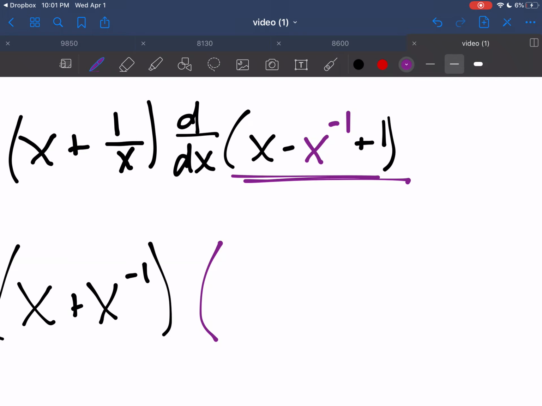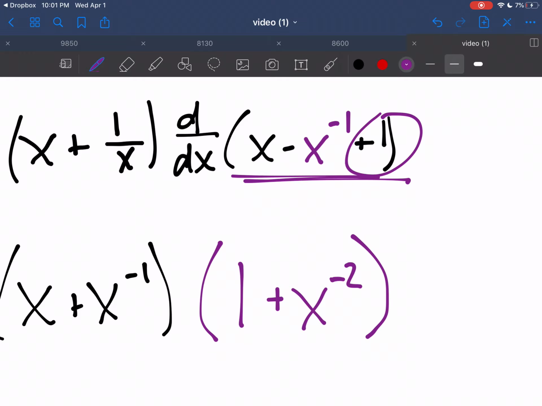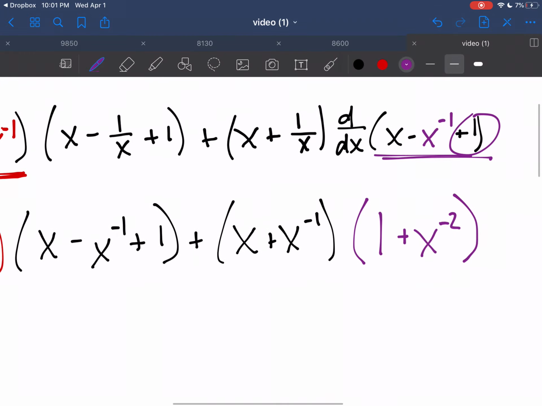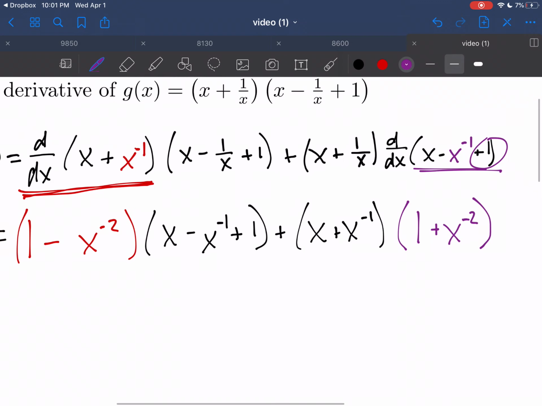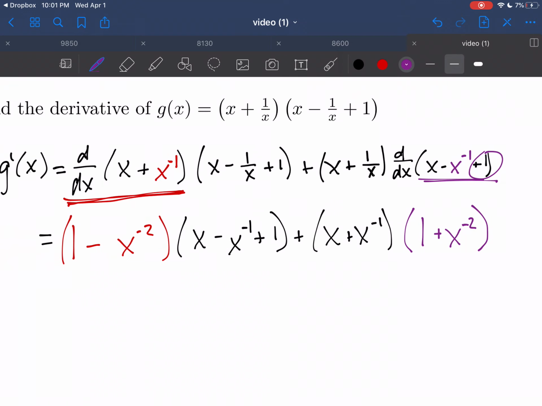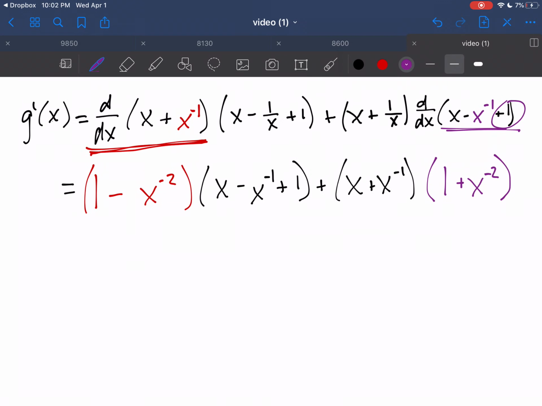Then the derivative of the next term: it's minus x to the negative 1. So the negative 1 will come down, and the minus the negative 1 will be a positive x to the negative 2. And then the derivative of 1, that being a constant, is just 0, so we don't write it. Okay, so there, we've done our derivative step, and now we're just going to simplify it.